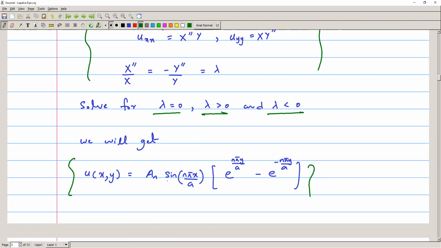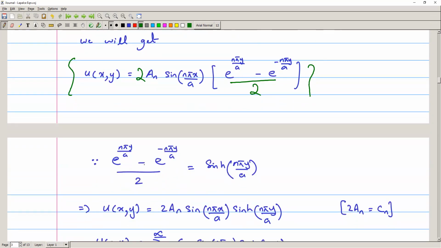So now this is sine n pi x over a times e to the power n pi y over a minus e to the power negative n pi y over a. Again, we can multiply this by 2 and divide by 2 to make it a hyperbolic function, right? So this equals sine n pi x over a times sine hyperbolic n pi y over a. Therefore, we multiply and divide by 2 here. So we multiply it by 2, and this will now be sine hyperbolic n pi y over a.